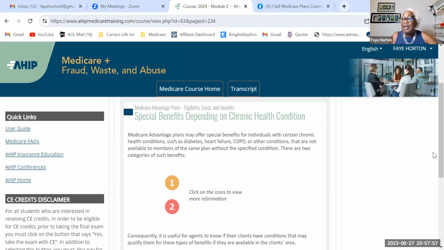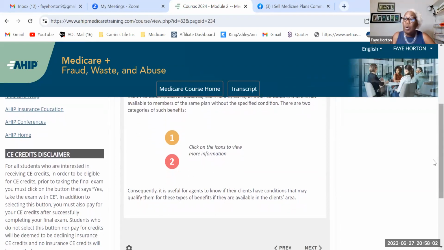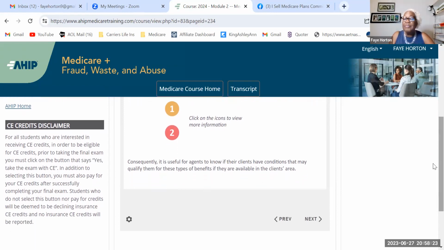So in those chronic plans, you're going to find even more things that are not generally covered by original Medicare, but are covered in the chronic plans. Consequently, it is useful for agents to know if their clients have conditions that may qualify them for these types of benefits if they are available in the client's area. Exactly what I told you 2 minutes ago. Know which chronic conditions are covered by which plans.